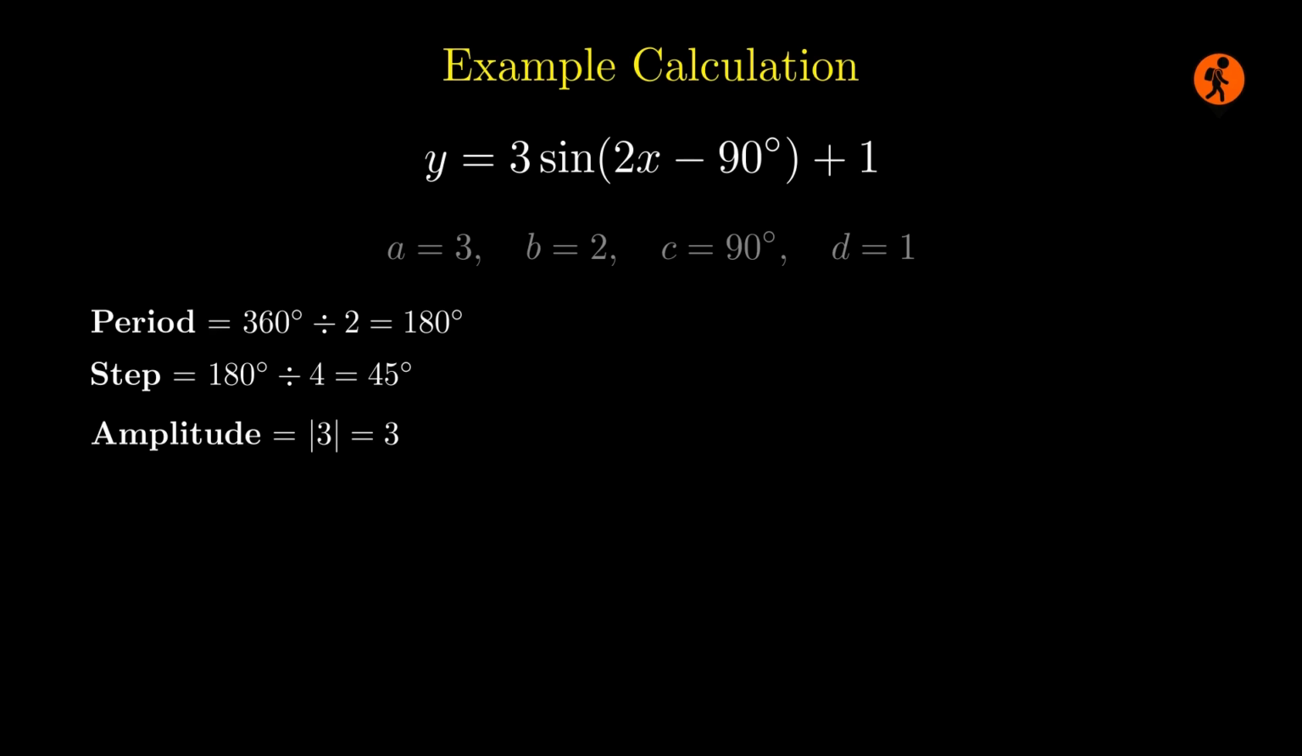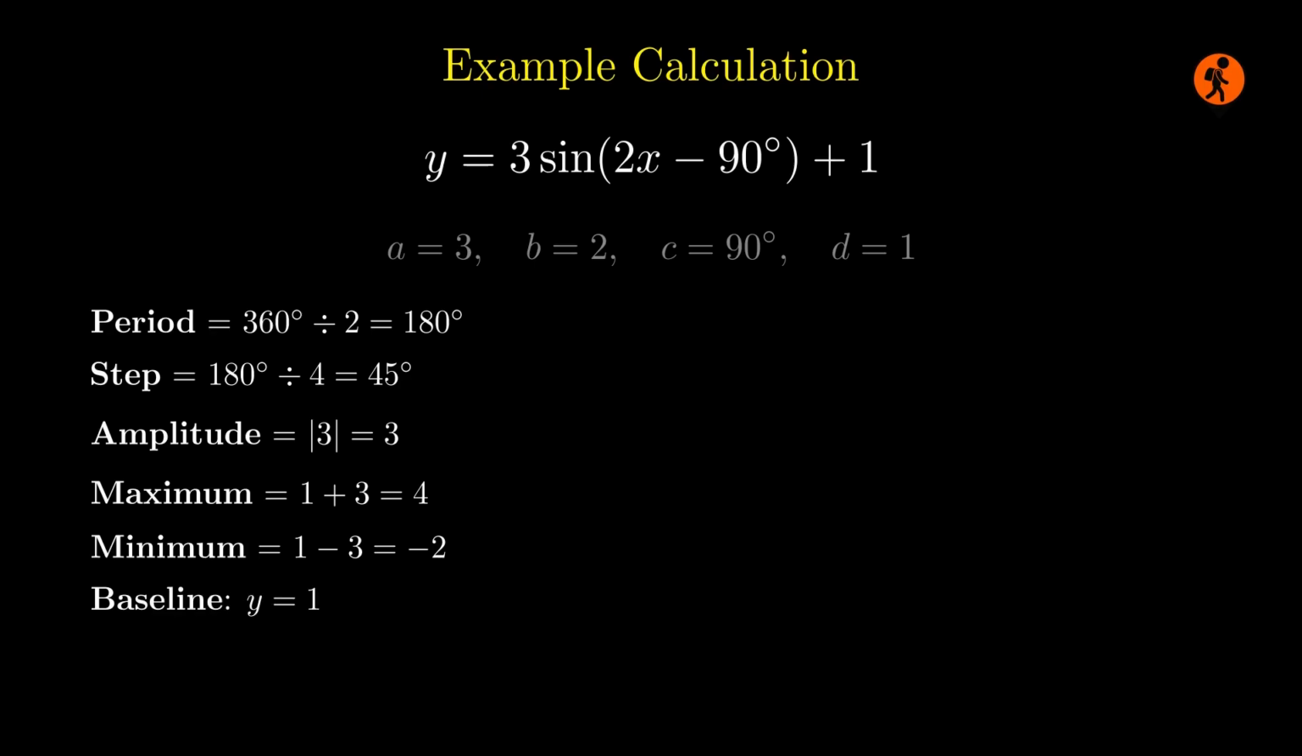Our maximum is our d value of 1 plus our amplitude of 3, reaching a peak of 4. Our minimum is 1 minus 3, dropping down to negative 2. Our baseline is the horizontal line y equals 1.